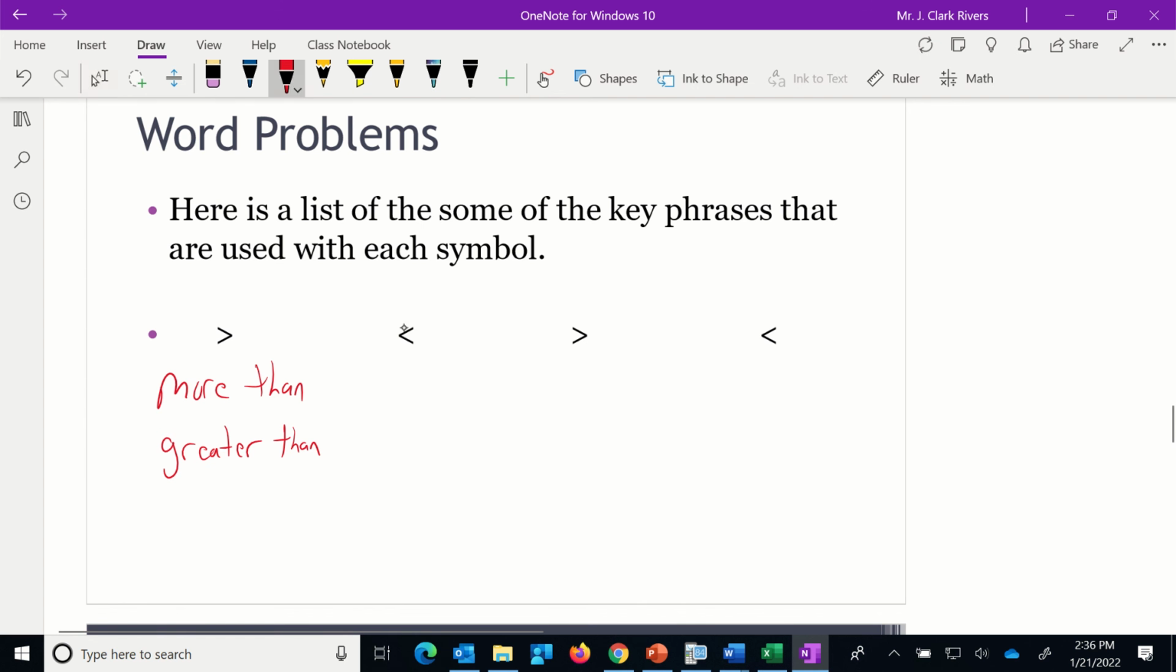This symbol means less than. Yes, Pierre. Yeah, fewer than. Or any other way you can phrase that to mean less than. Oh, we're missing the symbols here. Put the line underneath that and put the line underneath that, so we've got greater than or equal to, less than or equal to. So greater than, let me zoom in here.